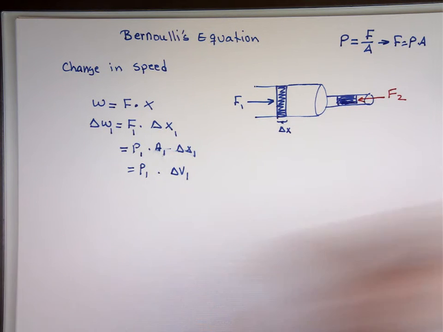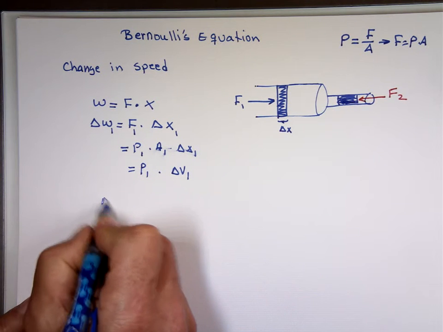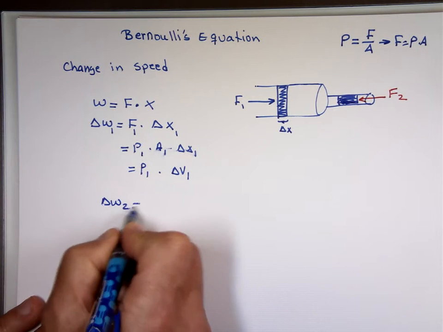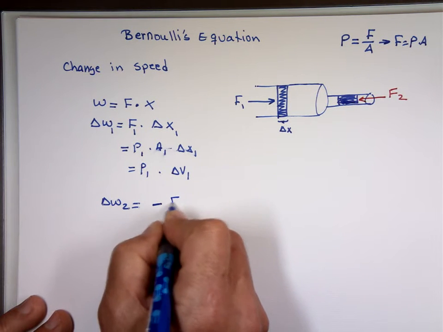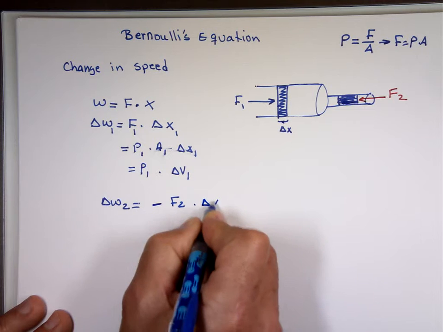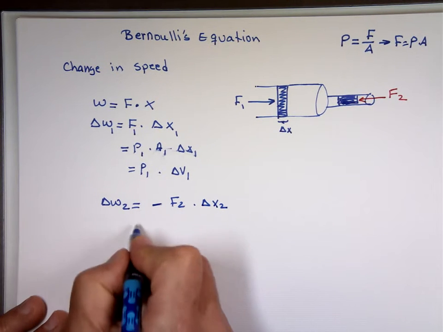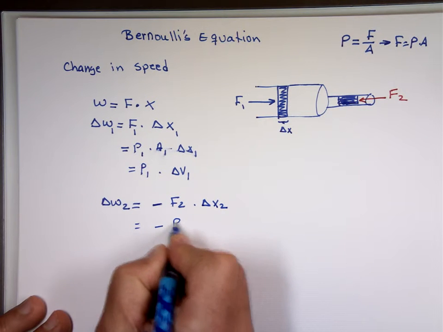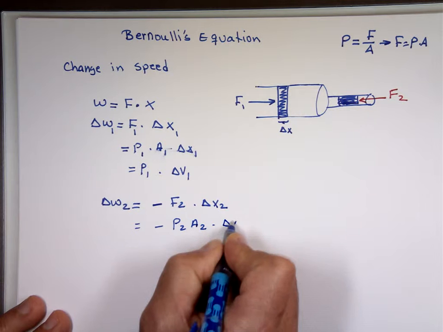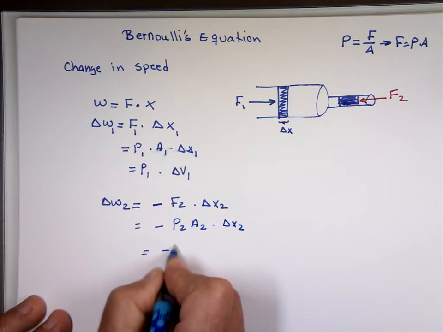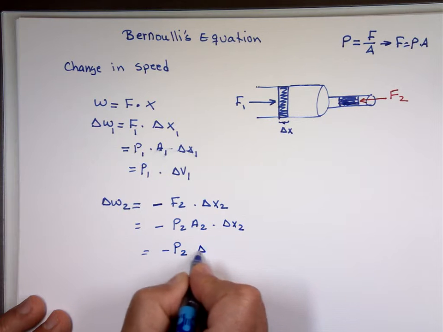Work that's going to the right, that's positive work. The way I do the picture, the work done by the second force, since it's going to the left, is negative: F2 times delta X2. That's pressure 2 times area 2 times delta X2, which is negative pressure 2 times area 2 times delta X2, that's the change in volume 2.